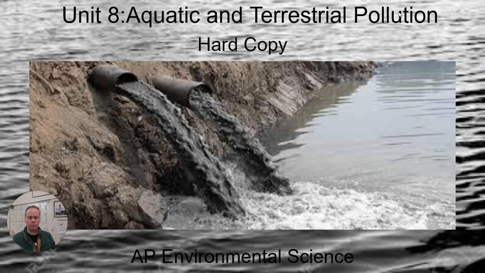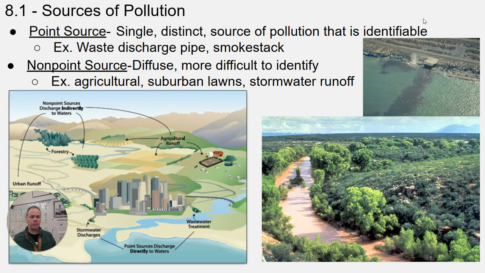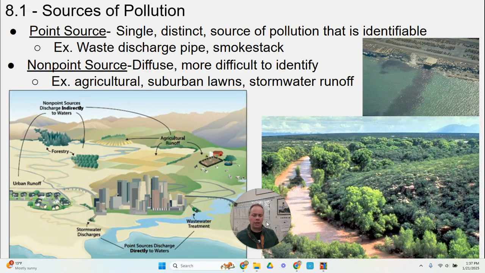In Unit 8 of APES, we are discussing aquatic and terrestrial pollution. And when we think about pollution, we can categorize the sources of pollutants as either point sources or non-point sources of pollution. And the difference between the two is that point sources are single, distinct sources of pollution that you could go out and identify.